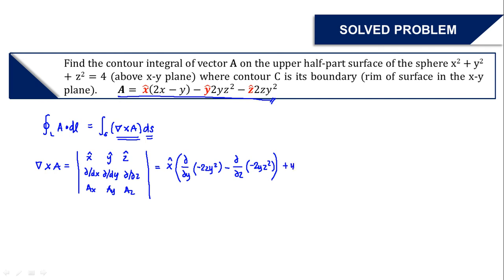Yan. Plus Y hat. Sa Y hat naman, partial derivative with respect to Z ng ating A sub X. Ano ba A sub X natin? 2X minus Y. Okay? Minus the partial derivative with respect to X ng ating A sub Z. No? That's negative 2ZY squared. Okay? Yan. Plus Z hat times the partial derivative with respect to X ng A sub Y. Ano yung A sub Y? Negative 2YZ squared minus the partial derivative with respect to Y ng ating A sub X, which is 2X minus Y.